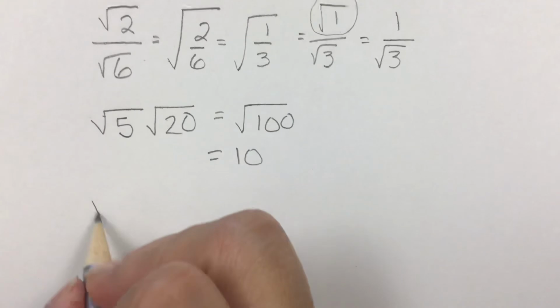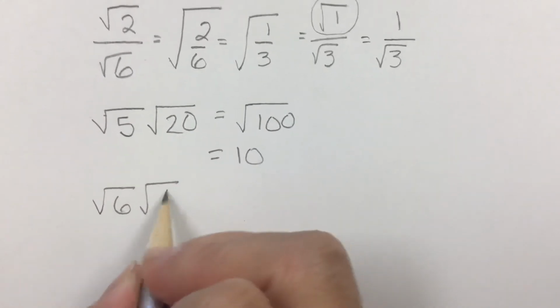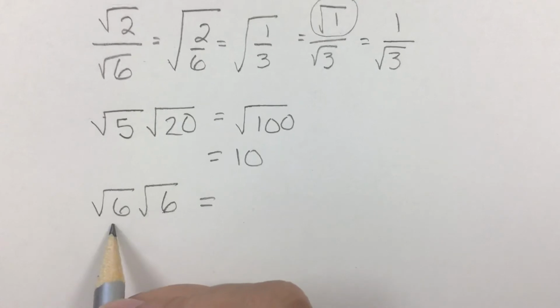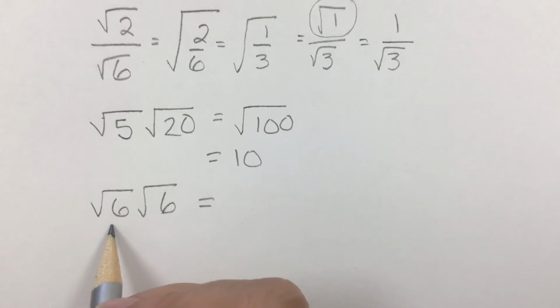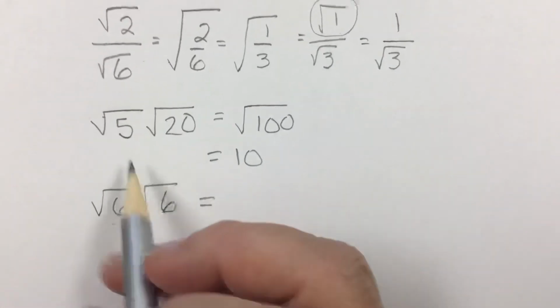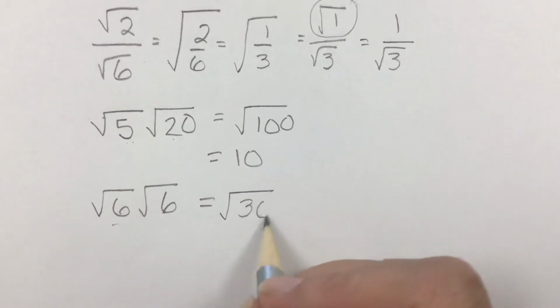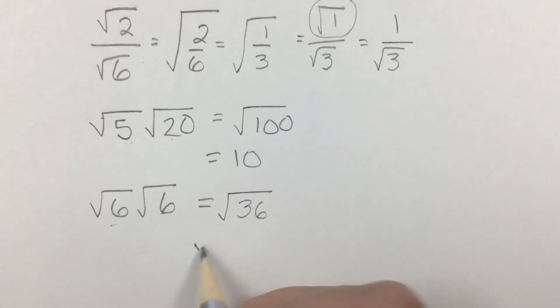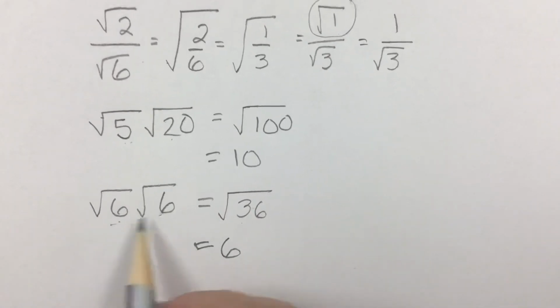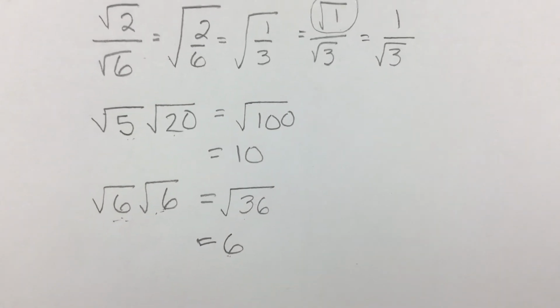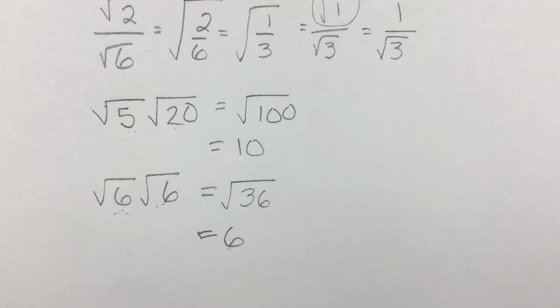When you have the square root of 6 times the square root of 6, you should be able to identify that once they're the same, it simplifies to be 6. But let's go through the motions. We're going to multiply them together. That would be the square root of 36, and that simplifies to 6. So once they're the same, the answer will be just that number that they have in common.